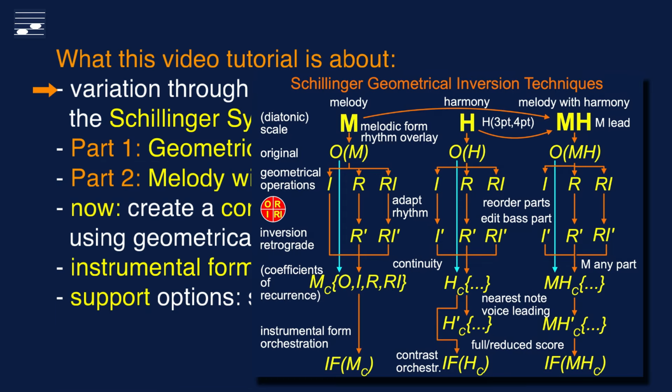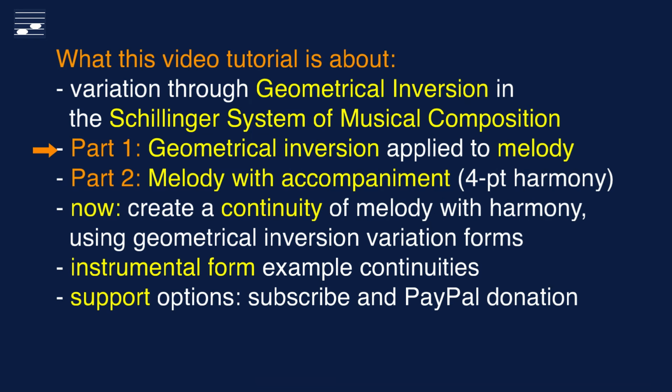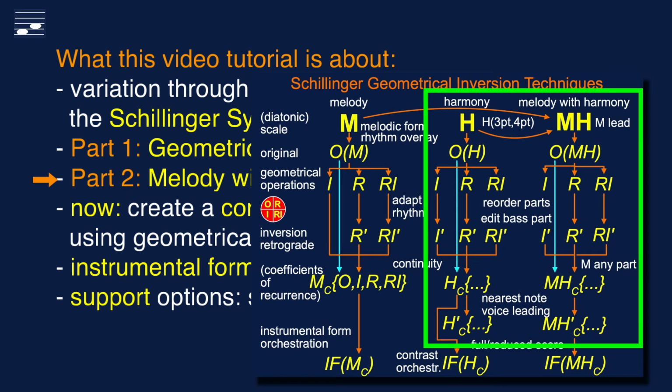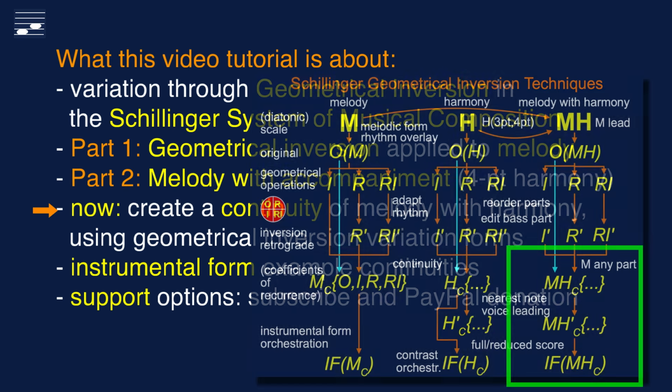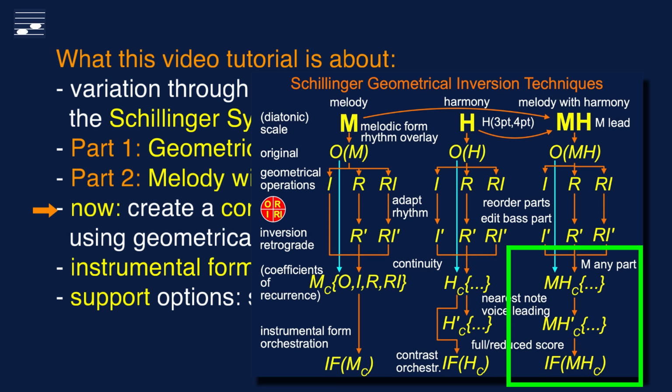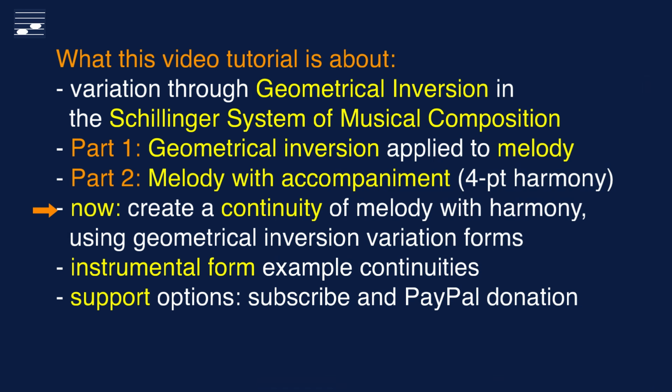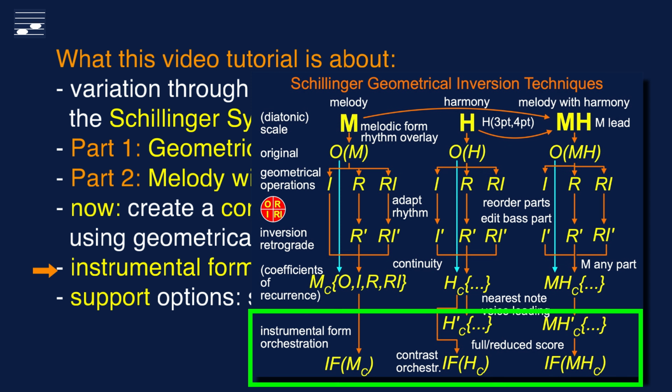This overview diagram guides you through the tutorial series. In part 1 the focus was on the 4 fundamental inversion forms and the creation of melodic continuity. Part 2 added the element of harmony and techniques for improving the voice leading after applying strict geometrical inversion. In this episode we will create a continuity of melody plus harmony and look at orchestrated examples of instrumental forms.